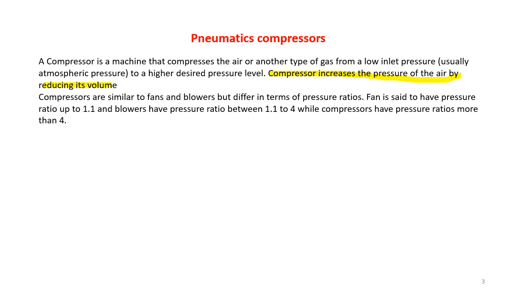Okay. So the compressors are similar to fans and blowers but differ in terms of pressure ratios. Fans are said to have pressure ratios around 1.1. Blowers have pressure ratios between 1.1 and 4, whereas the pressure ratio for a compressor is always more than 4. So that is the difference between a compressor, a fan and a blower.